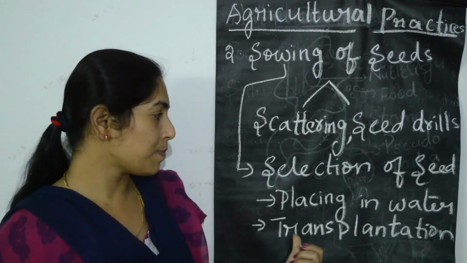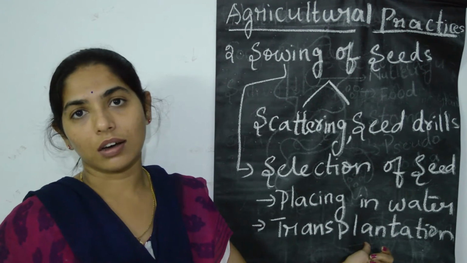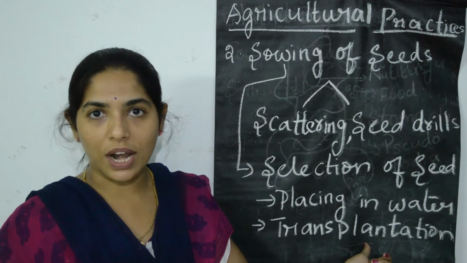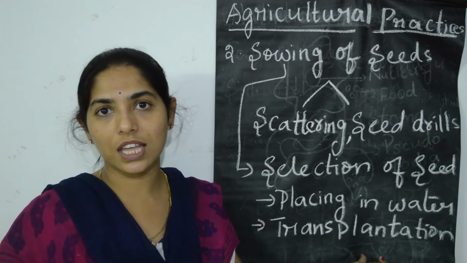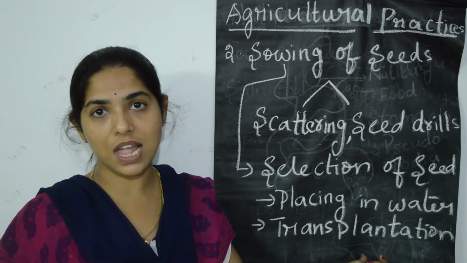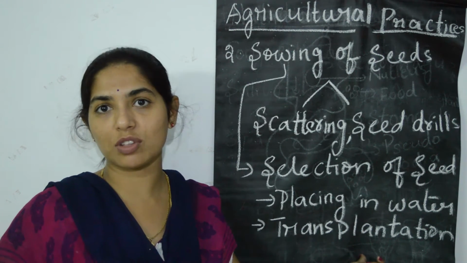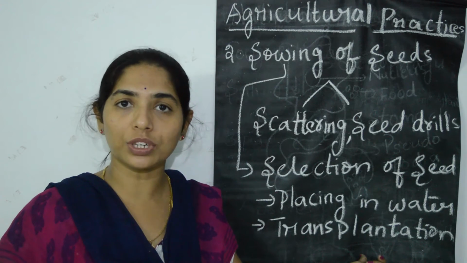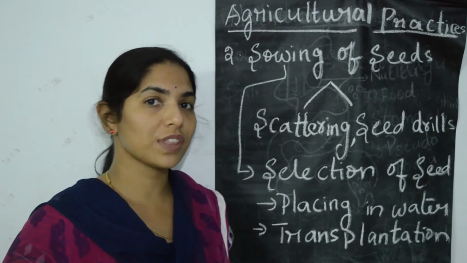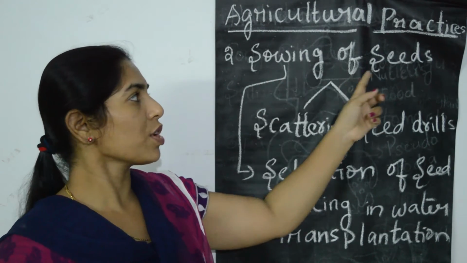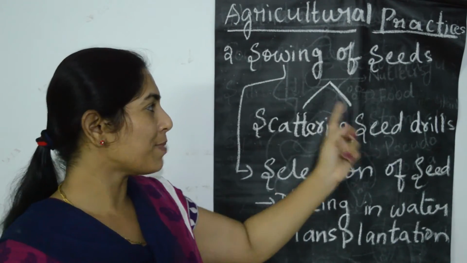This transplantation method has a few advantages. One is that the proper healthy seedling is selected, and the second is that the plants are placed at the right depth, so it will have proper shoot development and root penetration. Sowing of seeds. So how is this sowing of seeds done? It is actually done by two methods.